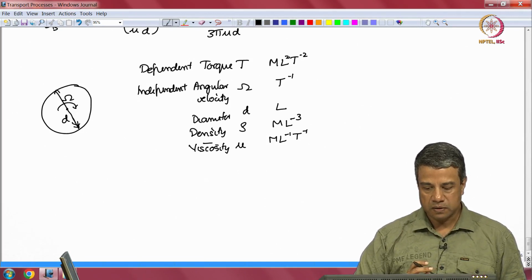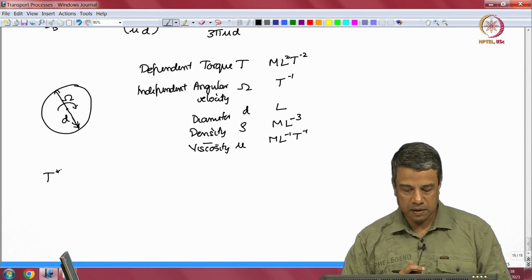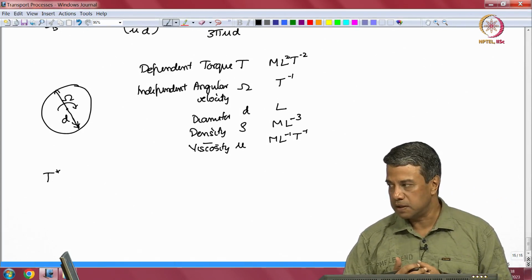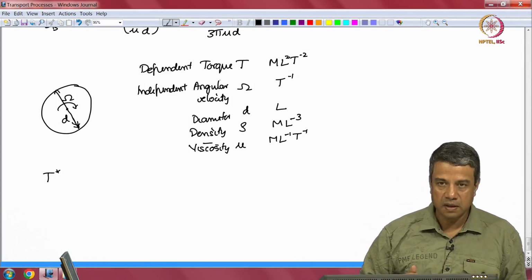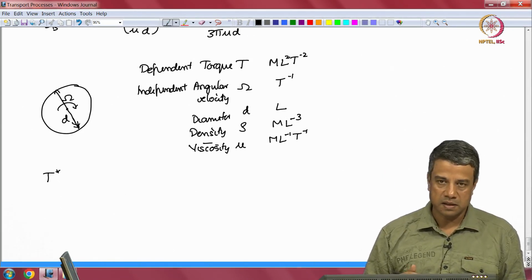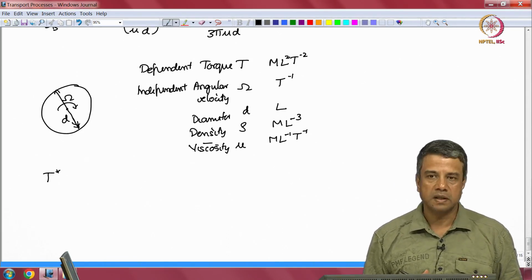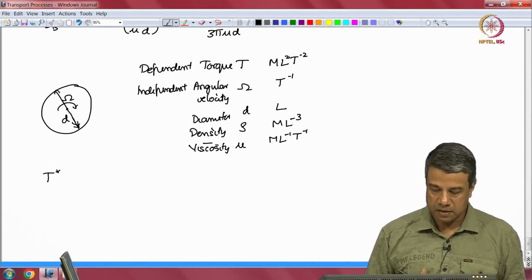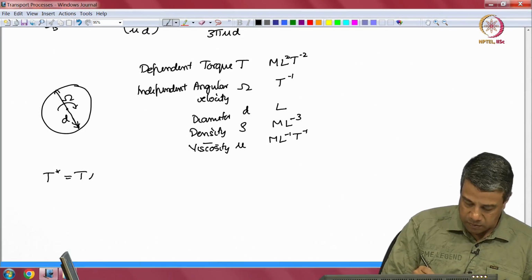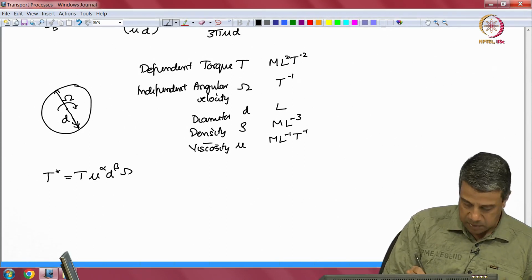So, I will define a dimensionless torque. We have a total of 1 dependent and 4 independent quantities, 3 dimensions. So, there should be 1 independent and 1 dependent dimensionless group. The dependent dimensionless group contains the torque and other quantities, and the torque can be scaled either by density or viscosity. In this particular case, I will scale it with the viscosity. So, I will define this as T into mu power alpha d power beta omega power gamma.